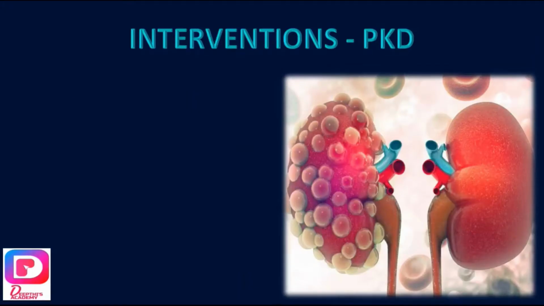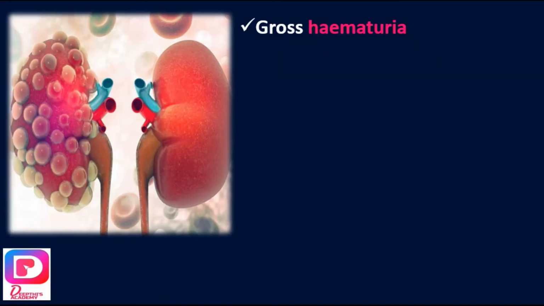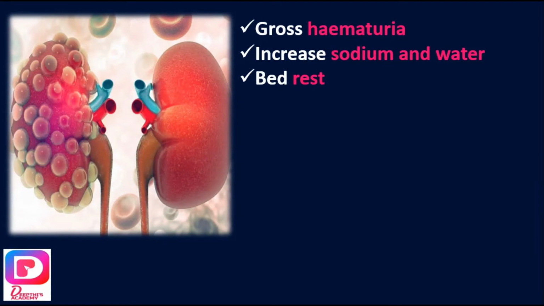Here are the interventions for polycystic kidney disease affected patients. Monitor for gross hematuria, which indicates cyst rupture. Increase sodium and water intake because sodium loss rather than retention occurs. Provide bed rest if ruptured cyst and bleeding occur.